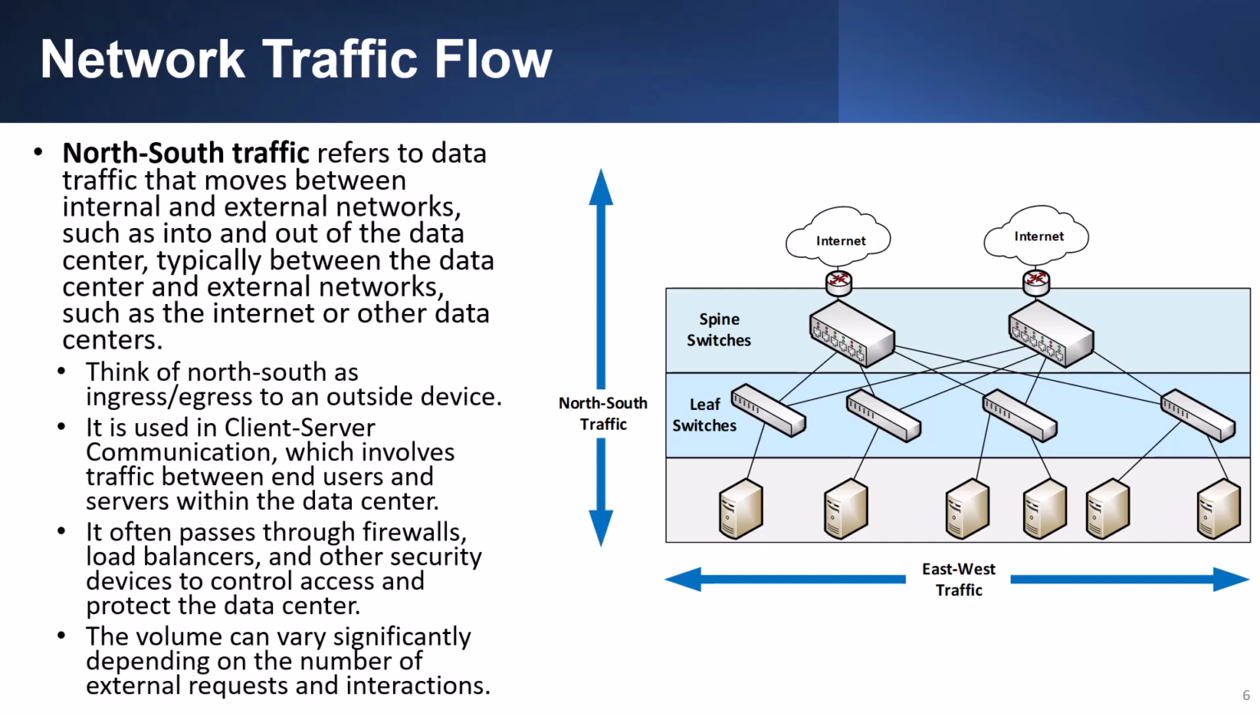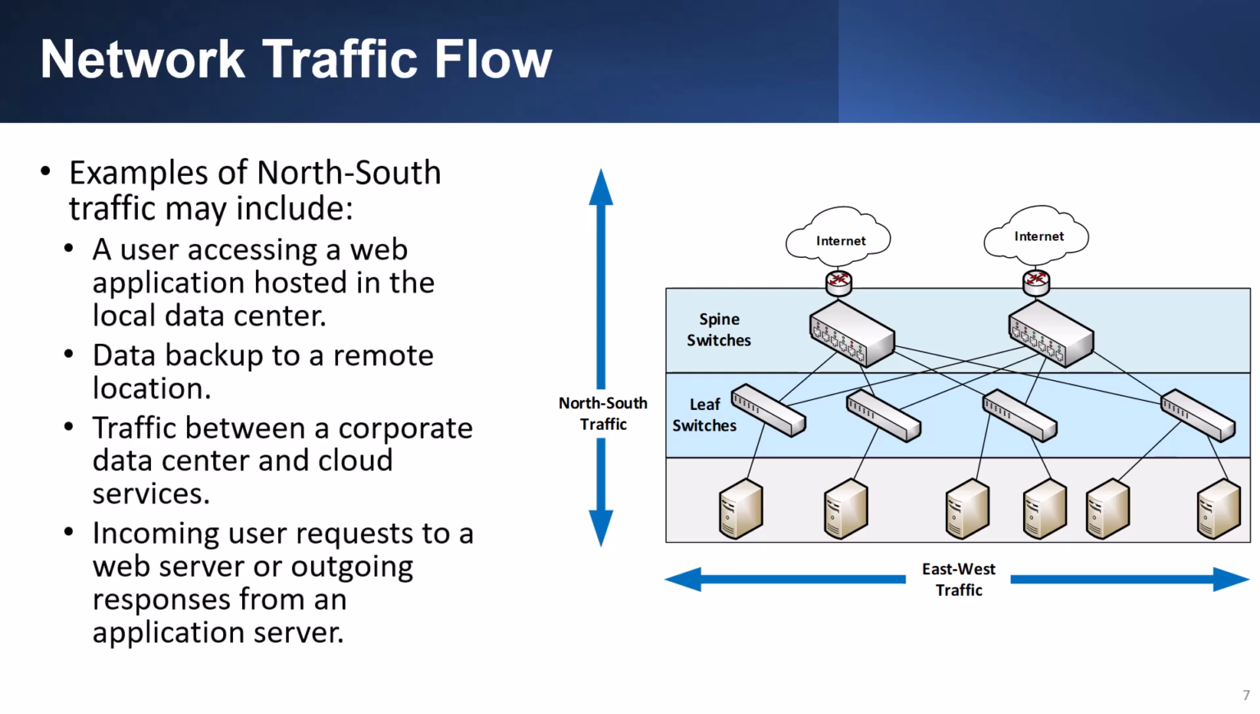North-south traffic refers to data traffic that moves between internal and external networks, such as into and out of the data center, typically between the data center and external networks, such as the internet or other data centers. Think of north-south as ingress-egress to an outside device. It is used in client-server communication, which involves traffic between end users and servers within the data center. It often passes through firewalls, load balancers, and other security devices to control access and protect the data center. The volume can vary significantly depending on the number of external requests and interactions.